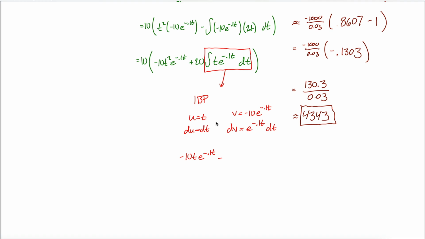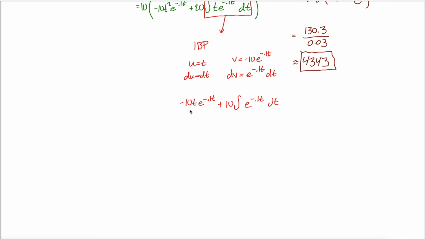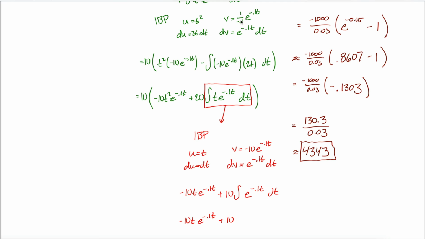However, instead of subtracting that integral, I'll pull the negative 10 out in front, and this negative 10 and this negative right here will make a positive 10 times the integral of e to the negative 0.1t, that's the v, dt, which is my du. Great thing about this integral is we don't need to use integration by parts again to evaluate it. The antiderivative of e to the negative 0.1t is something we can figure out. In fact, it's something we've already figured out twice, here and here.